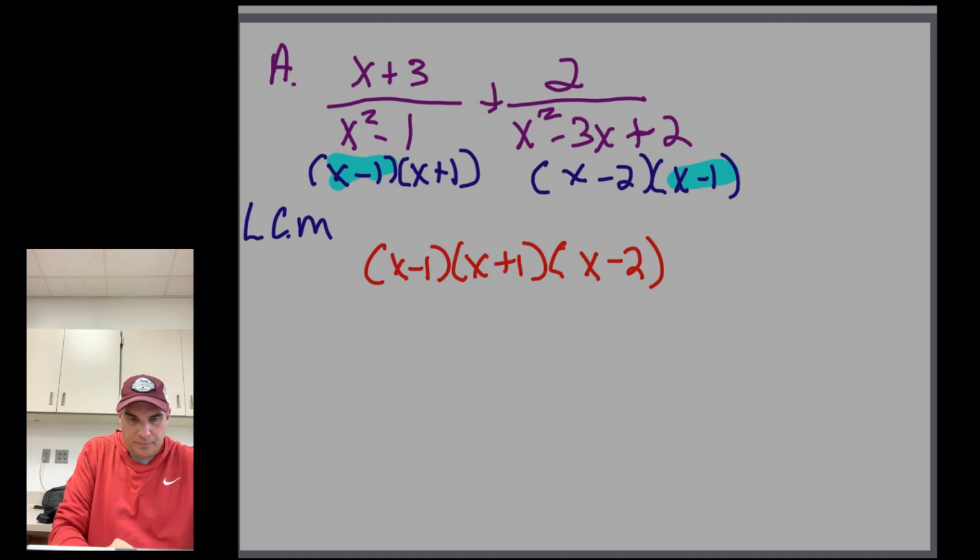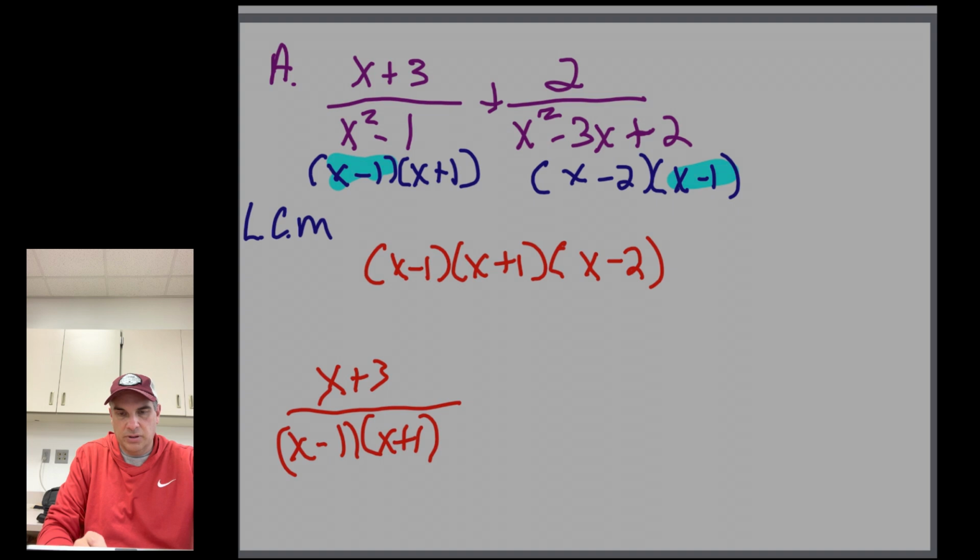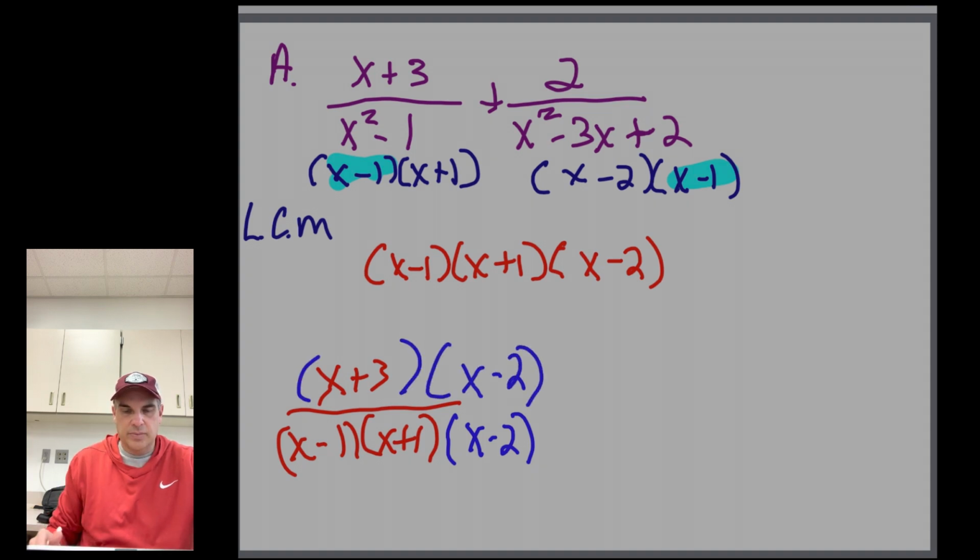So I've got x plus 3 over my original, and I'm going to put it in factored form, which is x minus 1, x plus 1. Now, I want this to be x minus 1, x plus 1, and x minus 2, so I have to add an x minus 2 into the denominator. If I add an x minus 2 in the denominator, I have to add an x minus 2 into the numerator as well.